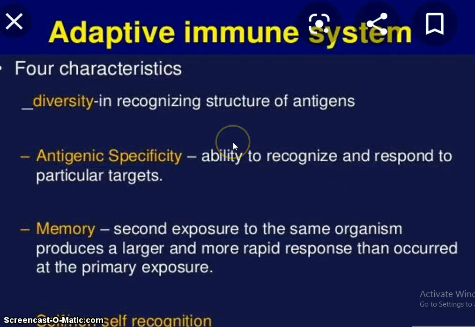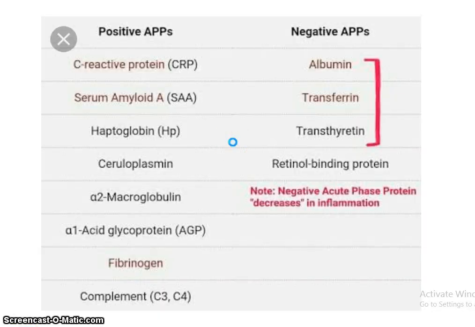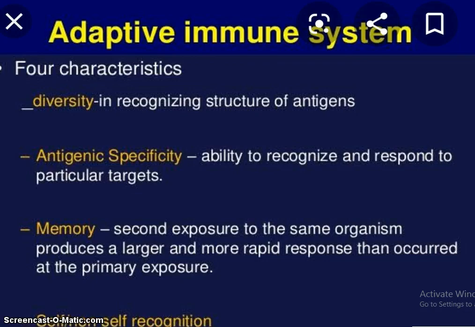Now, up to this point we have studied innate immunity. Now we are going to study acquired immunity. In the last lecture we studied acquired immunity, or adaptive immunity.